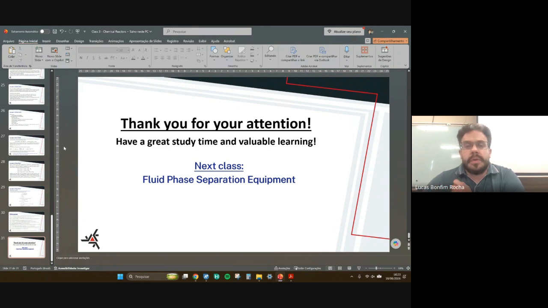In the next class we are going to learn to configure some fluid phase separation equipment in Aspen Plus. Probably we'll be simulating flash drums, distillation columns, and also absorption columns, maybe an extraction if I can prepare it. We'll be simulating this kind of equipment in the next class.